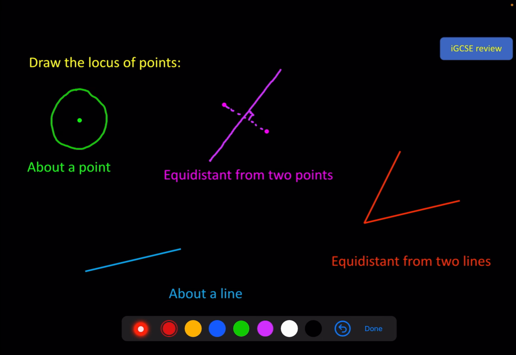Equidistant from 2 lines will produce a line that bisects that angle, and about a line will produce something that kind of looks like a running track. Parallel on either side, and then a semicircle on each end.